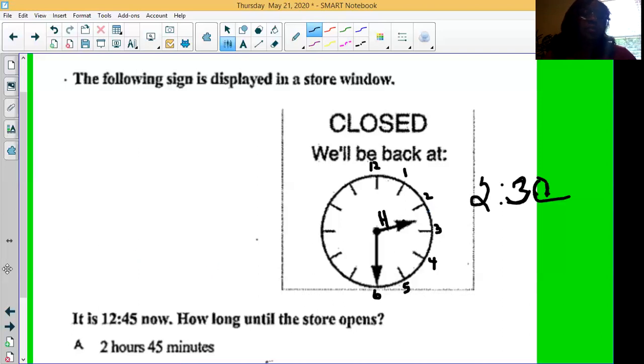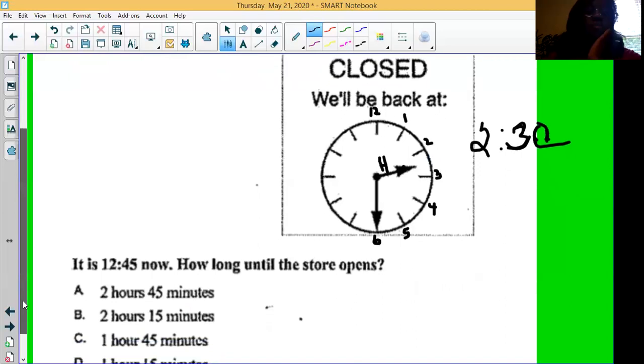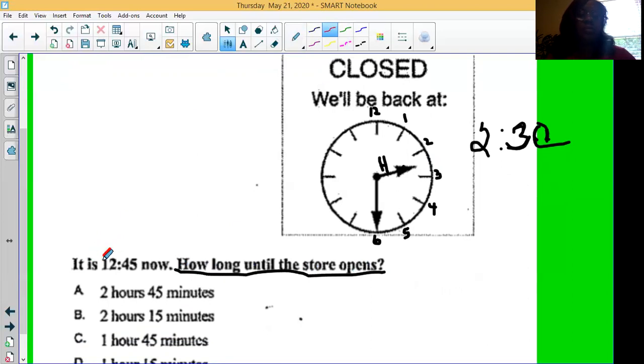All right. So now let's look at the rest of our problem. It says it is now 12:45. How long until the store opens? Okay. So it's 12:45. And how long till the store opens is what my job is. So let's underline that. And we're going to circle 12:45. And our other bit of information is the 2:30. There's a reason why we have to figure that out.